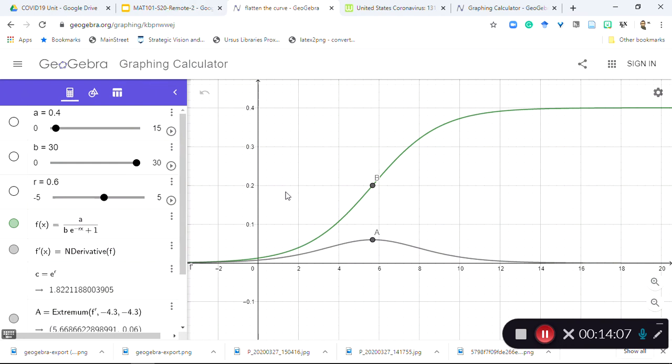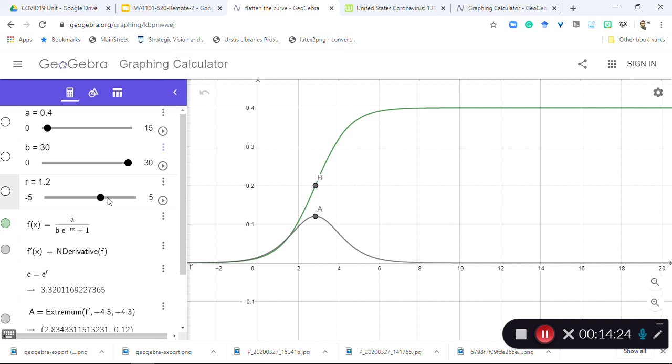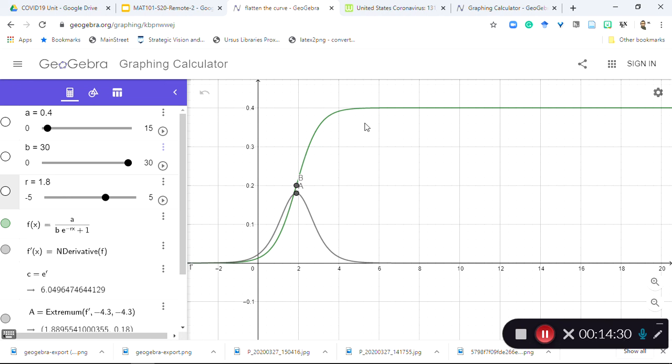Now, this curve, this green curve, is called the logistic curve. It's initially exponential, but then it flattens off with time. And we can play around with it a little bit. R is roughly the rate of infection. It's related to it. And so if the rate of infection is higher, right, then it gets steeper. And you can also have more cases.